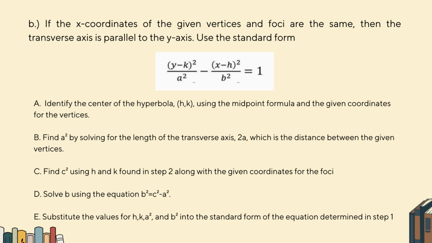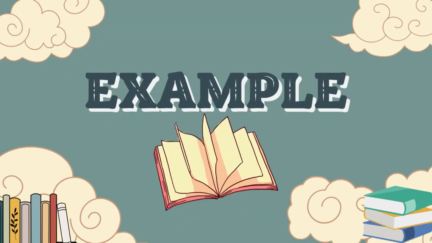First, identify the center of the hyperbola (h, k) using the midpoint formula and the given coordinates for the vertices. Now find a squared by solving for the length of the transverse axis 2a, which is the distance between the given vertices. Find c squared using h and k found in step 2, along with the given coordinates for the foci. Solve for b using the equation b squared is equal to c squared minus a squared. And lastly, substitute the values for h, k, a squared, and b squared into the standard form of the equation determined in step 1. And we have here an example for that.